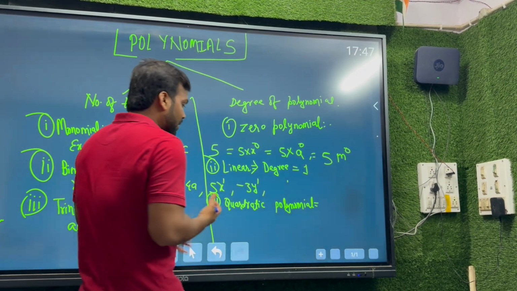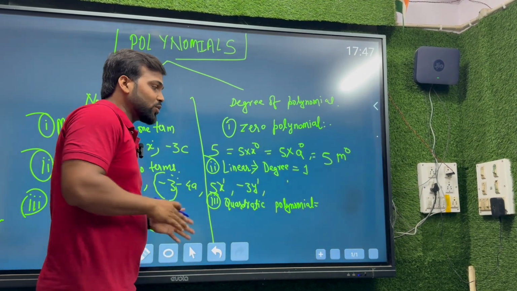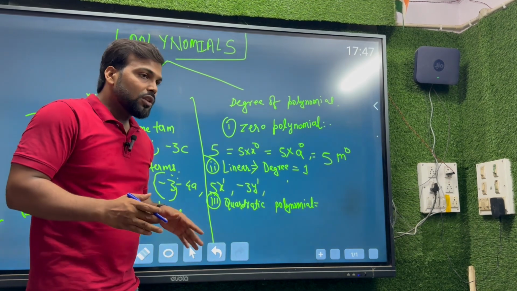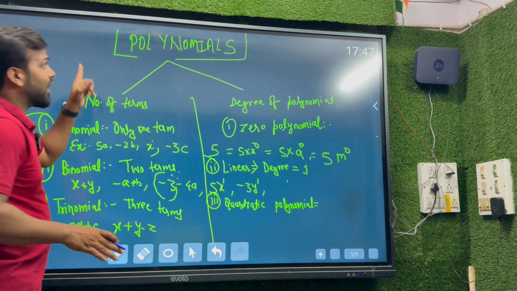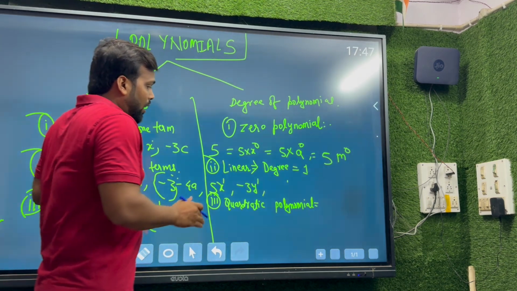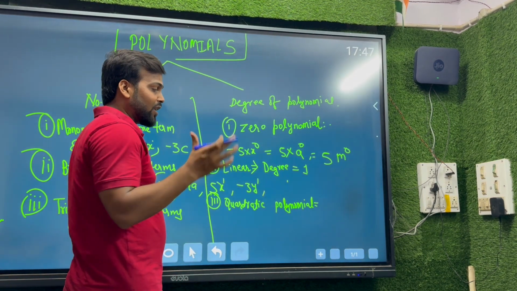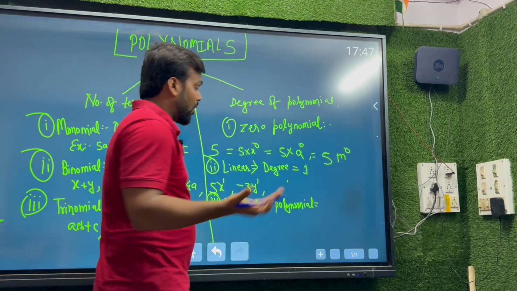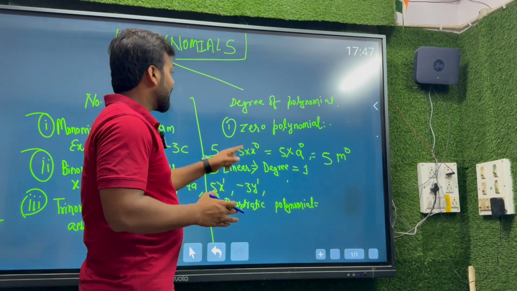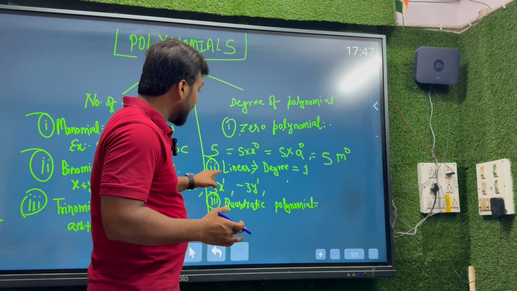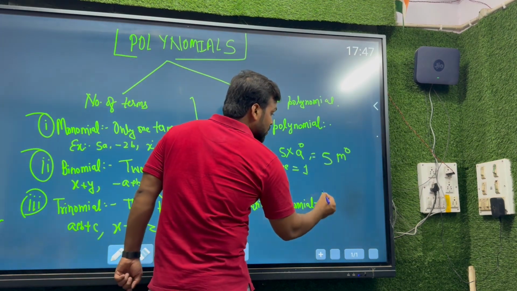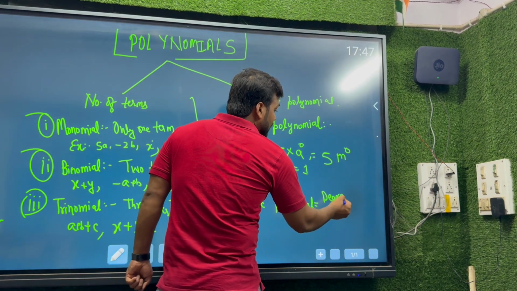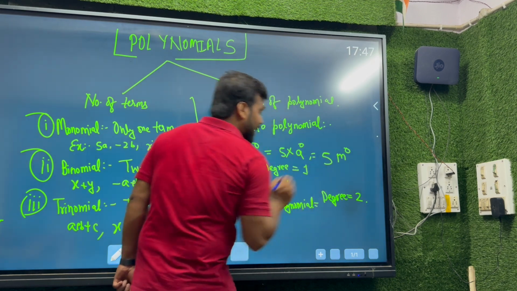For a quadratic polynomial, the degree should be 2. The maximum degree should be 2. It can be 0 also, but it cannot be negative. The degree cannot be negative, which was already defined in polynomials. It is going to be either 0 or positive. If it is 0, it gives you a zero polynomial. If it is 1, it gives you a linear polynomial. And if the degree is 2, that gives you a quadratic polynomial.